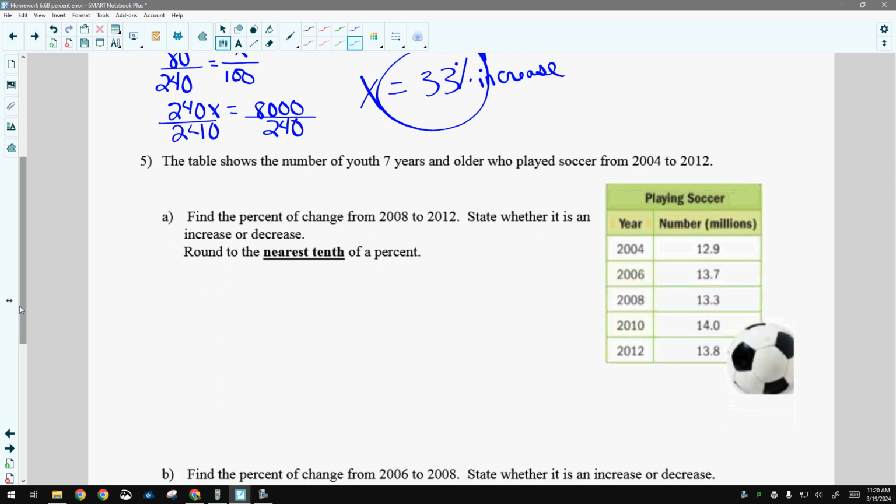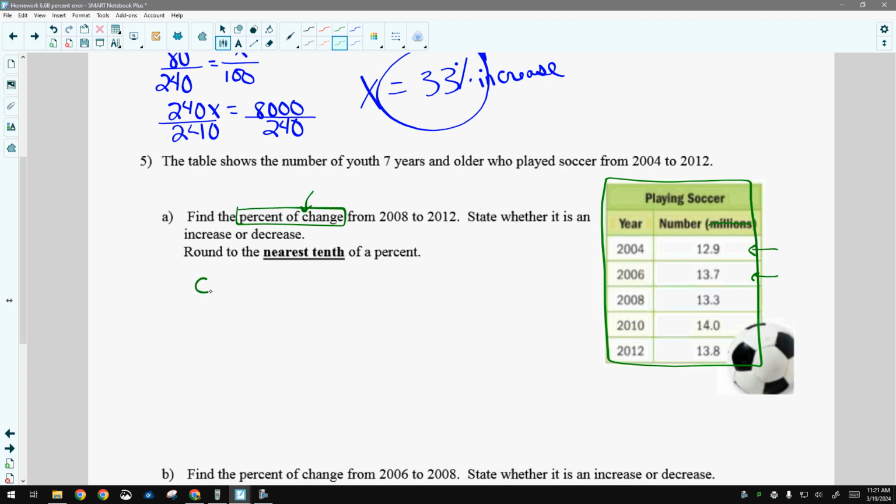Okay. Next question. The table shows the number of youth 7 years and older who played soccer from 2004 to 2012. So we're looking at the table, kids that play soccer. Here's the years, and this is a number in millions. Now, when we calculate, we're not going to use the word millions. We're going to do what they did and just use decimals, so don't worry about that. Find the percent of change. Before I do anything, I look at that C from change and write my formula. C over O equals percent over 100.